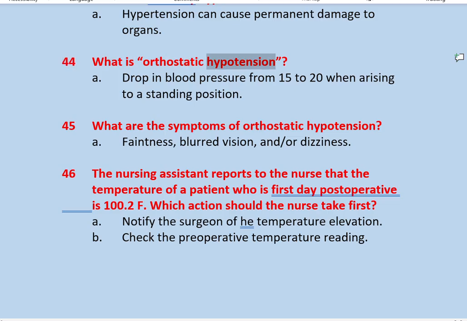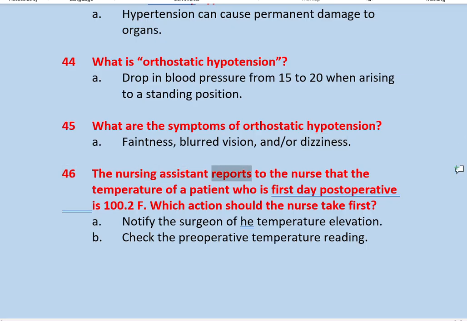44. What is orthostatic hypotension? Drop in blood pressure of 15 to 20 when arising to a standing position. 45. What are the symptoms of orthostatic hypotension? Faintness, blurred vision, and/or dizziness.